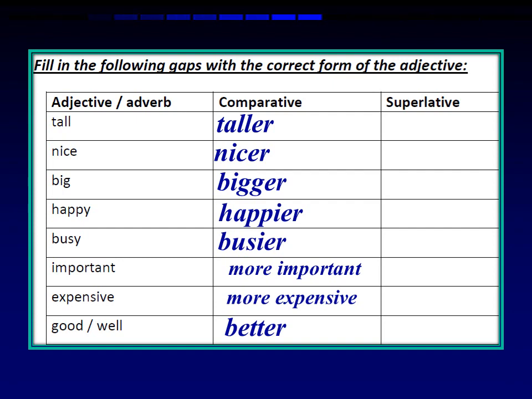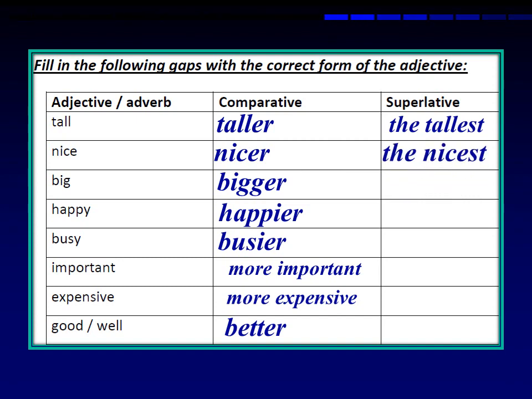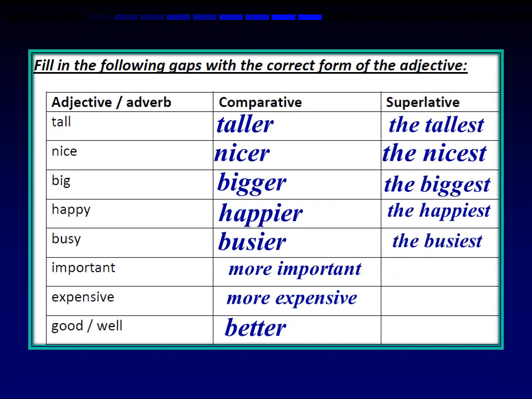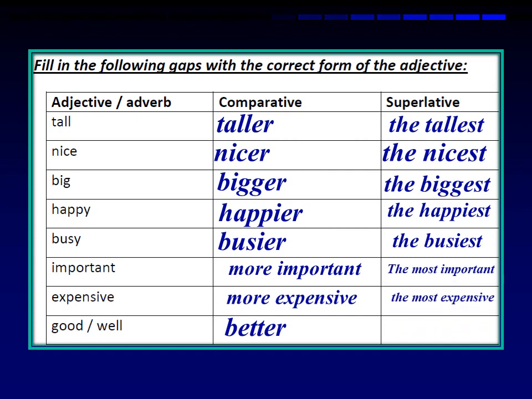What about the superlative? What's the superlative form of tall? It becomes what? The tallest, the nicest, the biggest, the happiest, the busiest. Okay? Here we add est to the adjective, preceded by the, because these are short adjectives. What about the long adjectives like important and expensive? It becomes what? The most important and the most expensive.